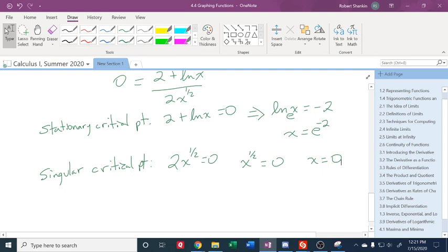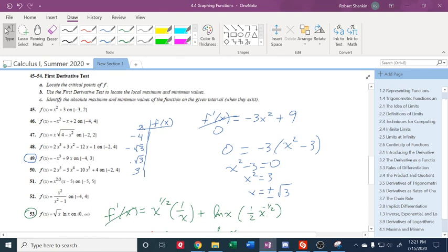So 0 is outside of the interval 0 to infinity. So we aren't interested. We're only interested in the solutions in this interval.